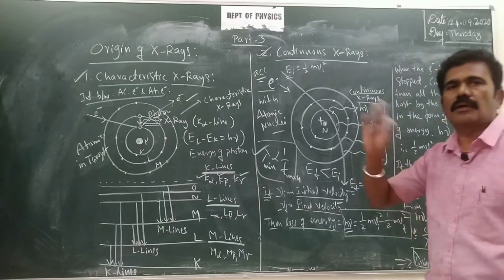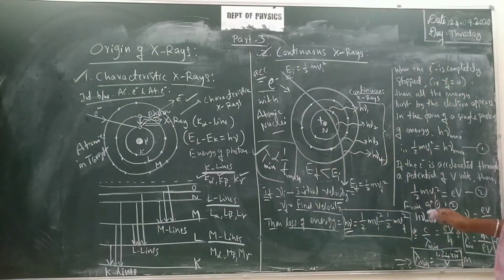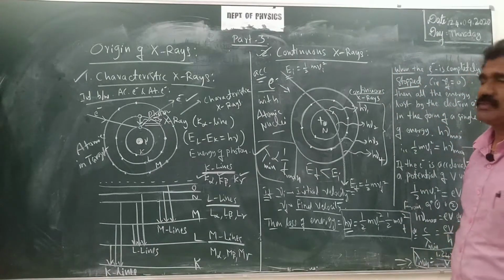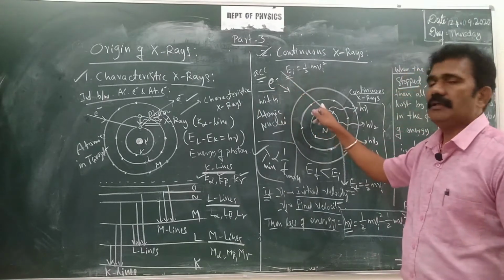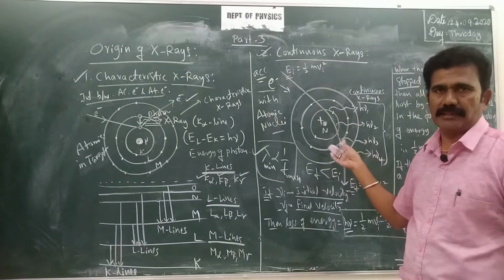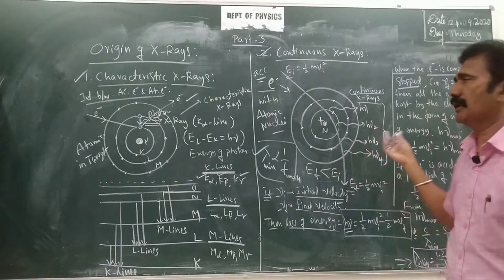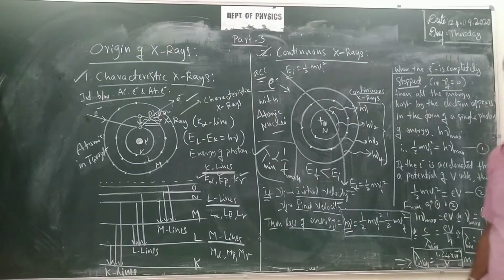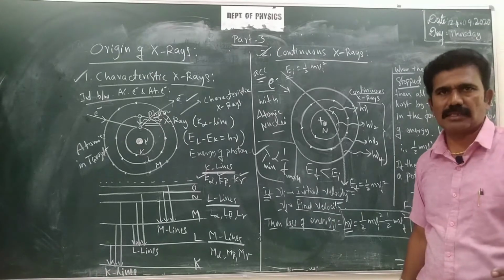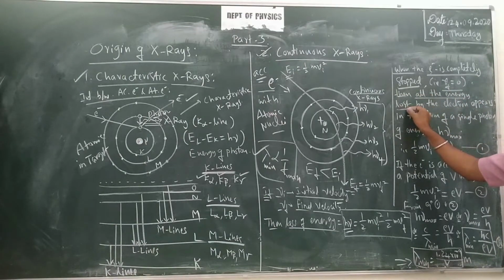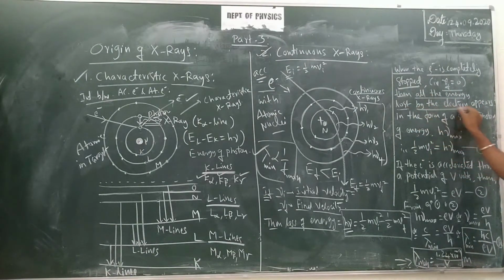Now let us see how to get the minimum wavelength during this process. In the continuous emission of X-rays, lambda minimum is obtained by assuming that the electron is completely stopped. That means you have to assume that this excited electron is going to be stopped by transferring its complete energy in the form of what? In the form of a photon. When the electron is completely stopped, there is no velocity left with the electron. It is stopped means what? Final velocity is 0, right? So Vf equals 0. Then all the energy lost by the electron appears in the form of a single photon.